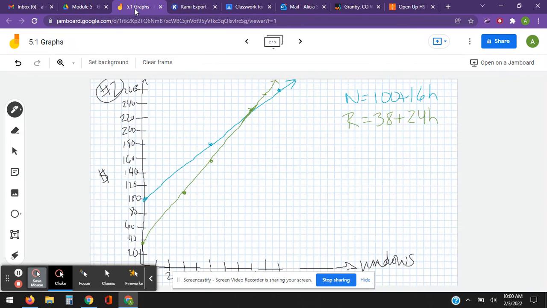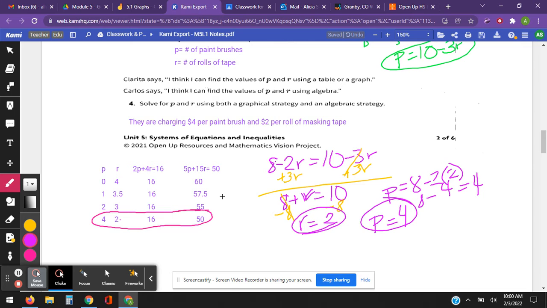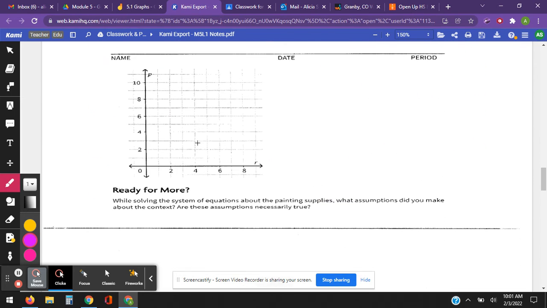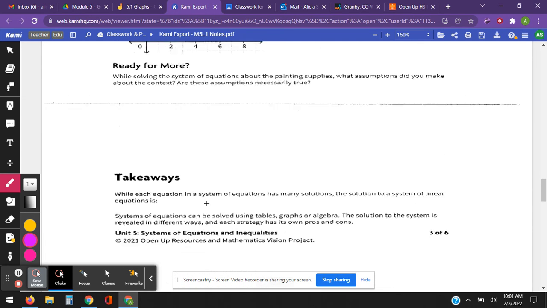And if I would go to my graph, I've already graphed this one. We can graph it using our point slope form, right? It starts at 8 and it's going down 2 over 1 every time. So I've got those graphed here. And I start at 10 and I'm going down 3 over 1 every time. This one kind of starts at a funky spot. But notice they cross at 2, 4. 2 rolls of tape for 4 paintbrushes for a price. So we are not going to worry about our ready for more at this point.